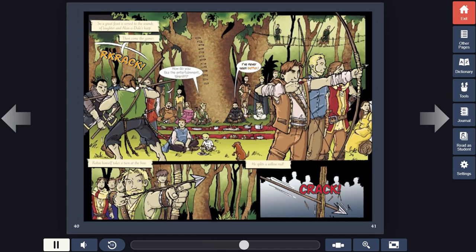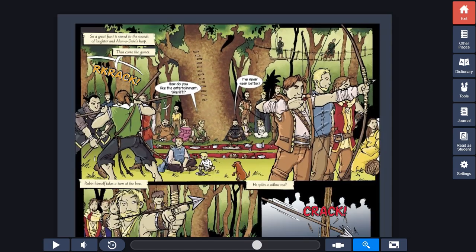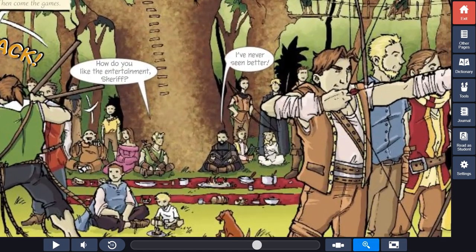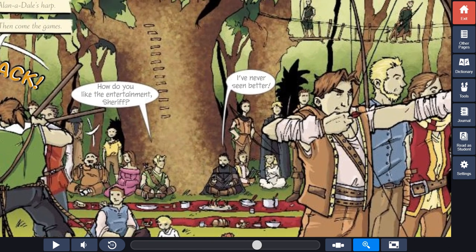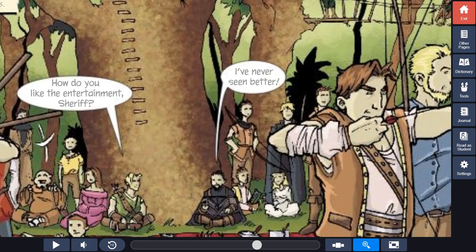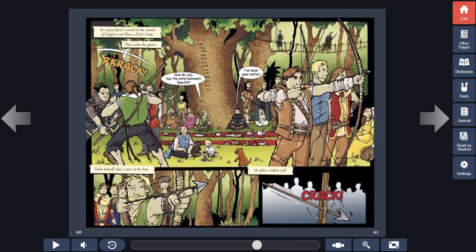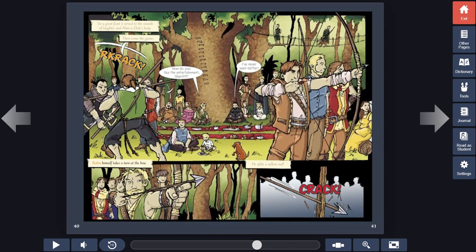I've never seen better. So before we continue, I want you to tell me which tense is used in this sentence. I have never seen better. If you can find that, let's continue.